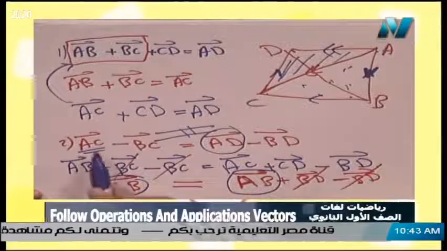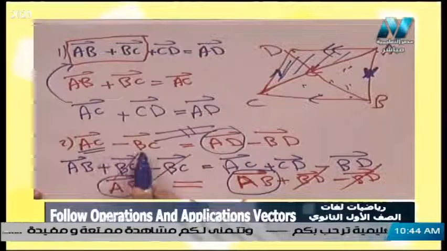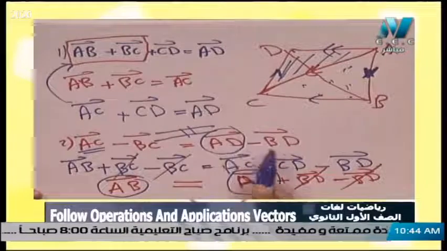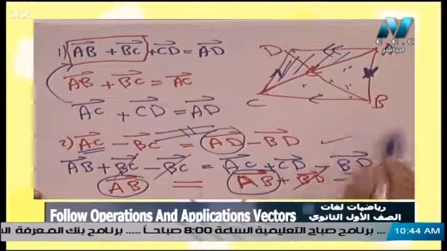So we have proved that the vector AC minus BC equals the vector AD minus BD, and we have proved this question also. My dear students, proofs here seem difficult, but you will try, and I can solve it by one method and you can solve it by another method.